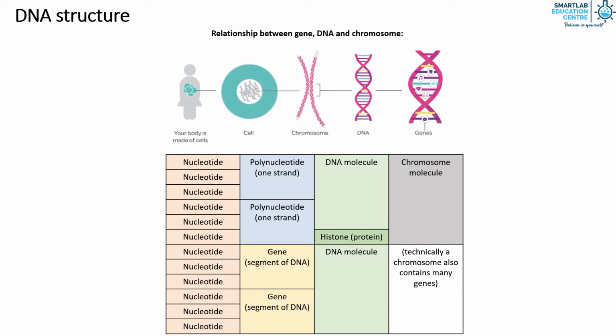Earlier we mentioned nucleotides, DNA, genes and chromosomes, but how are they all related? We know that nucleotides are the basic units of DNA, thus many nucleotides make up the polynucleotide. These polynucleotides run antiparallel to one another to form the double-stranded DNA. The DNA molecule then winds around histone proteins to form chromosome molecules. We also know that a gene is a segment of DNA, thus a gene is made up of a few nucleotides as well. Since gene is a segment of DNA, many genes together make up DNA as well.